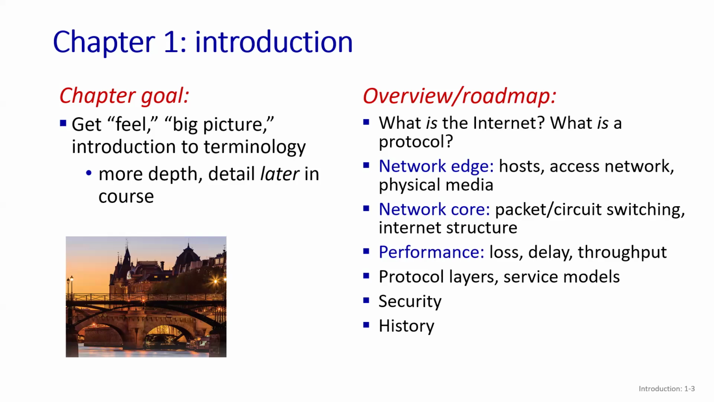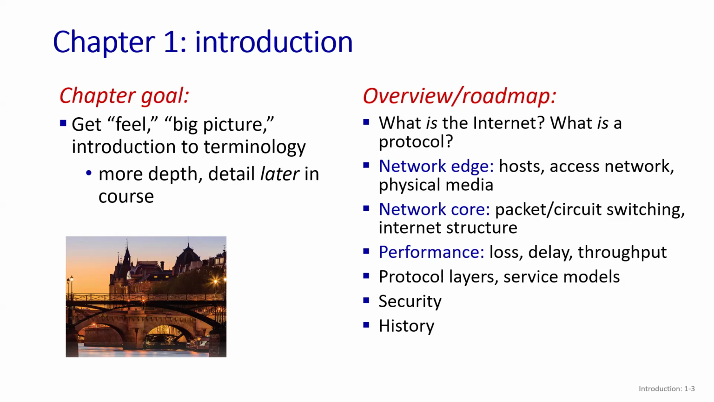We'll talk about the network edges, which means the hosts or the end devices which are connected, the types of access networks there are, and of course the physical media which is used to connect these hosts to their access networks. We'll talk about the second major component of the internet, that is the network core, where we will be discussing how these packet switching devices like routers and switches forward your messages.